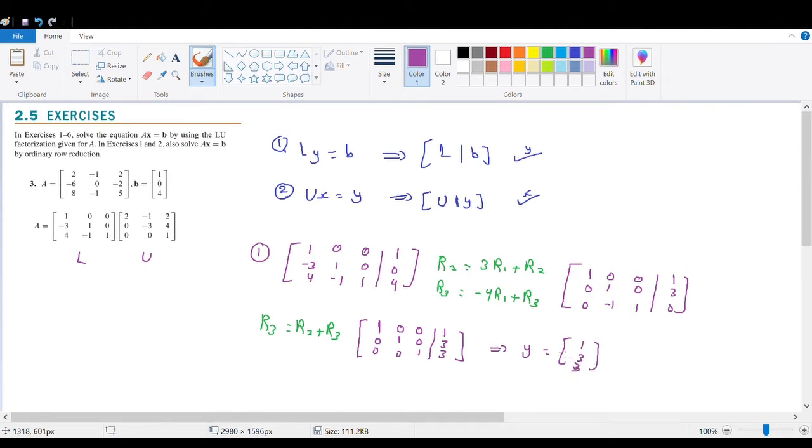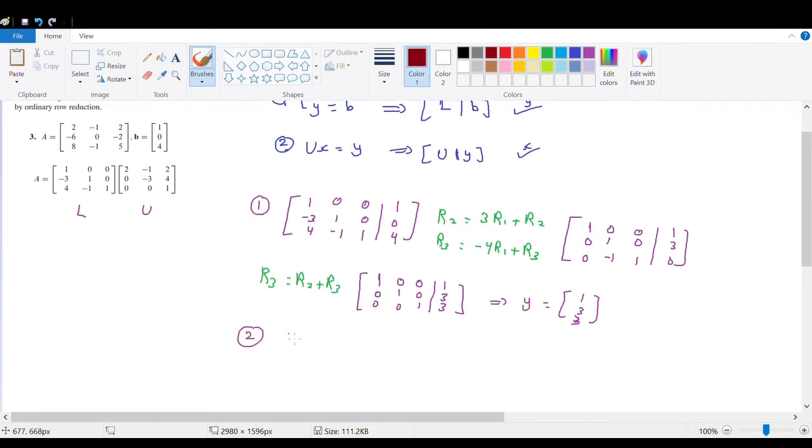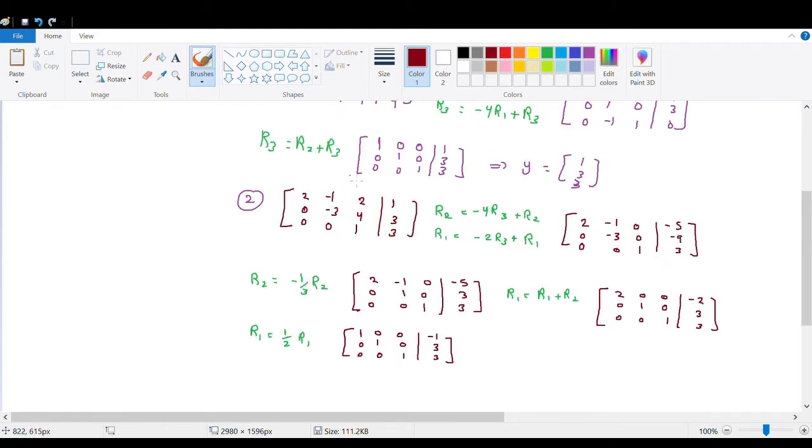So now let us solve for x. The second step is to solve Ux = y. Our matrix U is [2, 0, 0; -1, -3, 0; 2, 4, 1], and we use the vector [1, 3, 3] to find x. After doing row operations for the matrix U and y, we get the last form of the matrix, which is in reduced echelon form. From here we can conclude x = [-1, 3, 3].